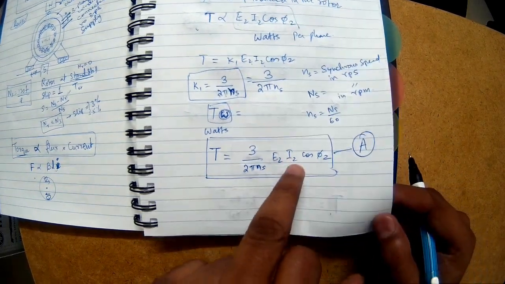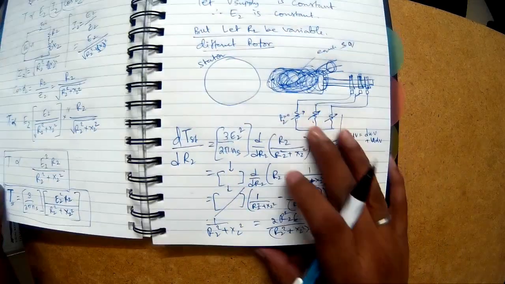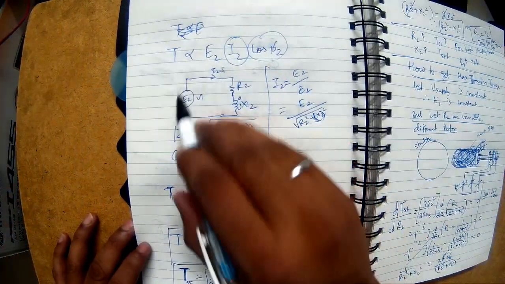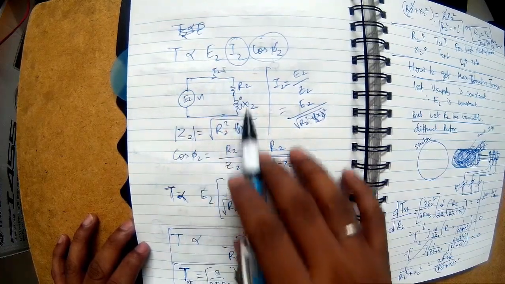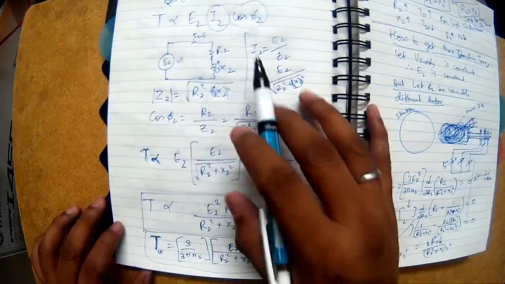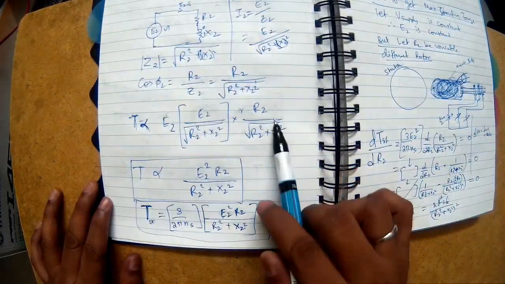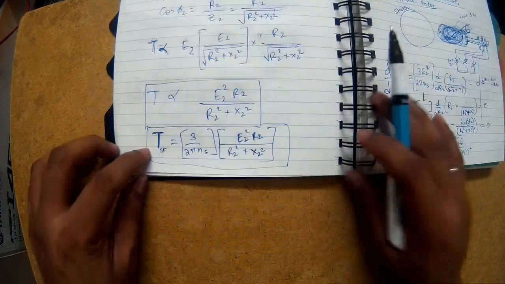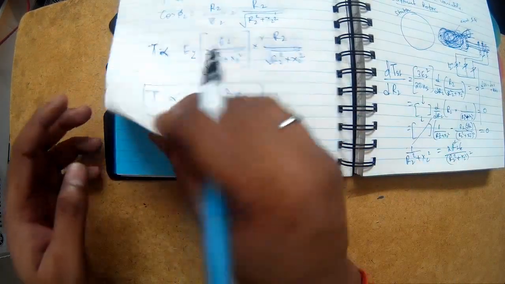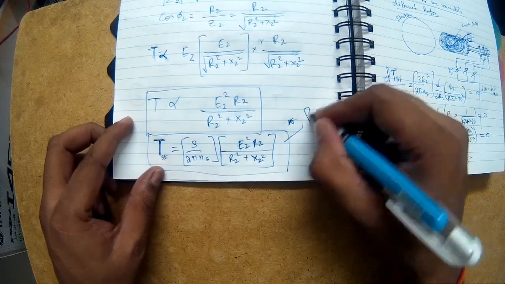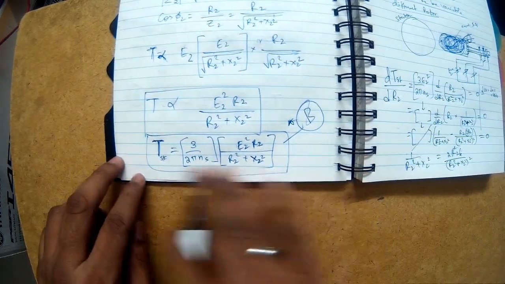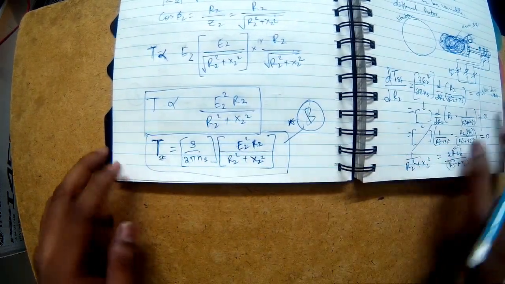So I substituted for what is I2 and what is cos phi 2. When I do that, this is a simple secondary circuit, or the circuit of the rotor, I am getting. From that I get I2 and cos phi 2, and then I substitute them and simplify them. Finally I get this as the equation. So let's call this equation B, which is the main thing for our video. That is the starting torque expression.